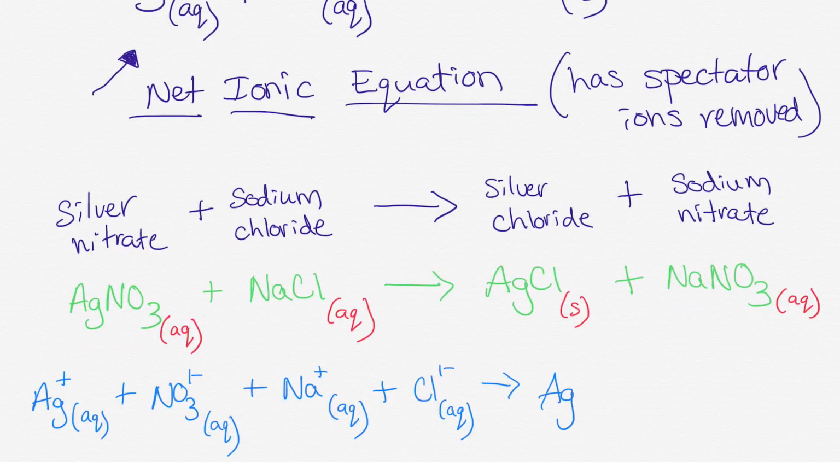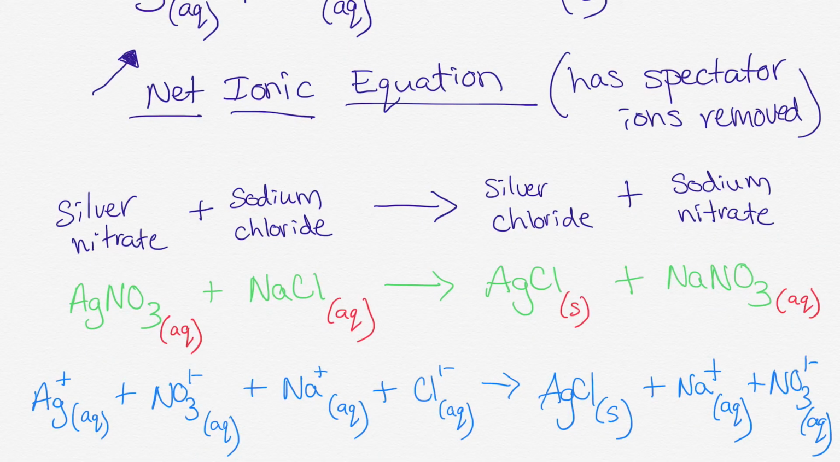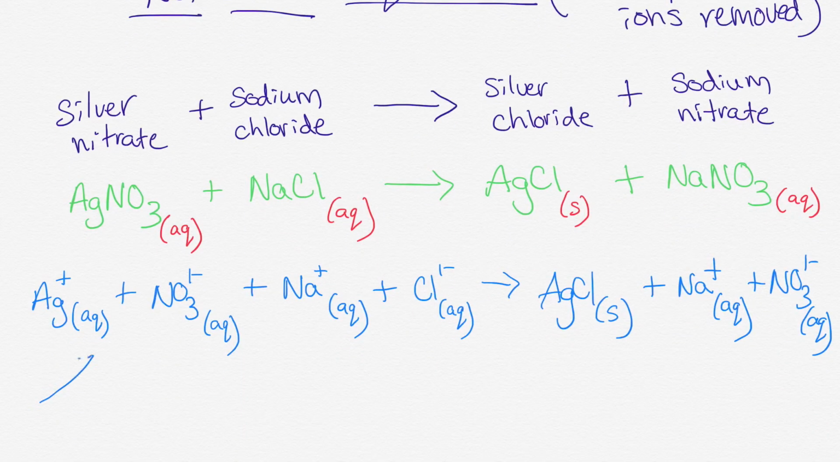The silver chloride is going to stay together. It's not going to form ions because it's not going to be dissolved in water. It won't dissolve in the water, it's going to stay as a solid. And then we're going to form our Na+ from our sodium nitrate, and then our NO3- from our sodium nitrate. So then again, that is our total ionic equation.